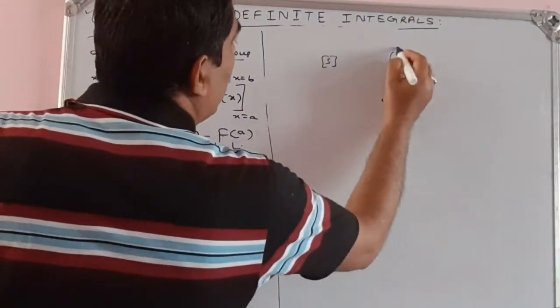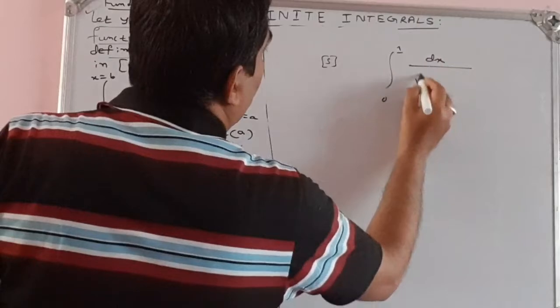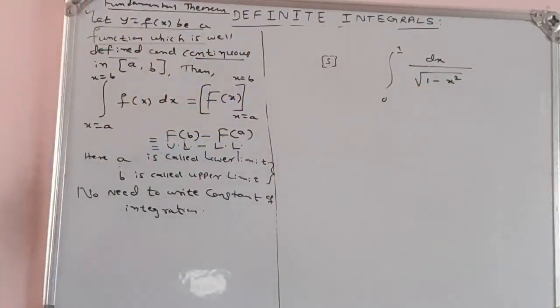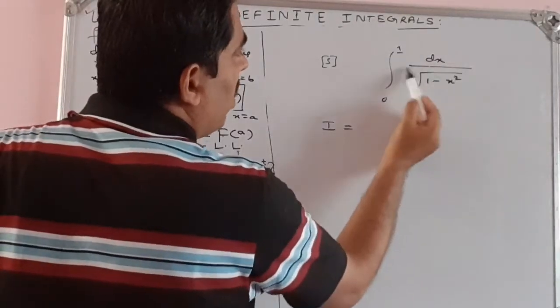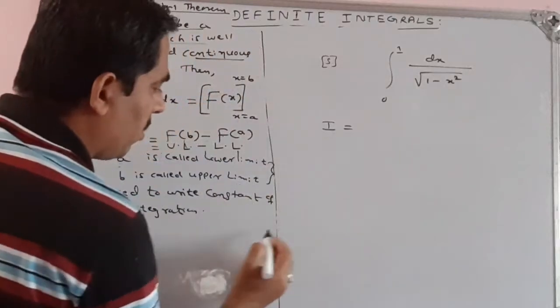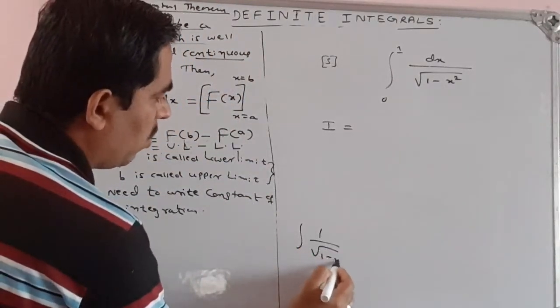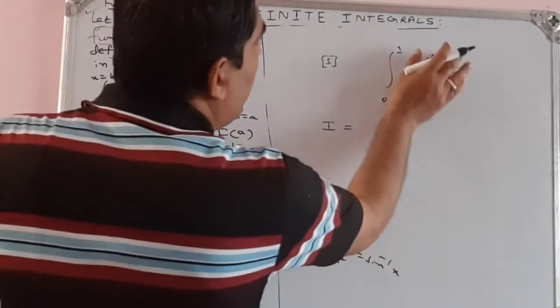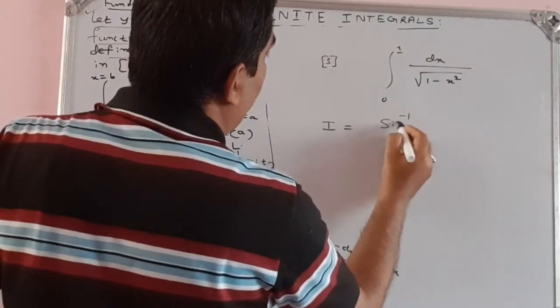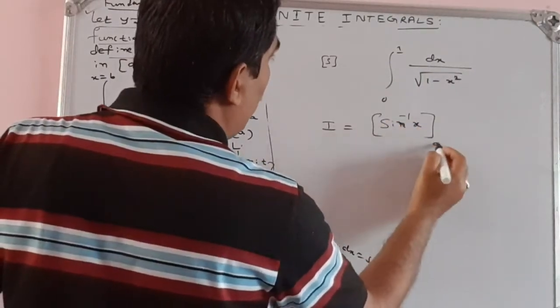See, integration from 0 to 1 of dx by square root of 1 minus x square. Observe this very simple example. We know the integration of 1 by square root of 1 minus x square. So you must remember all the formulas. What is the formula? The formula is sin inverse x. This is the standard formula. So sin inverse x from 0 to 1.